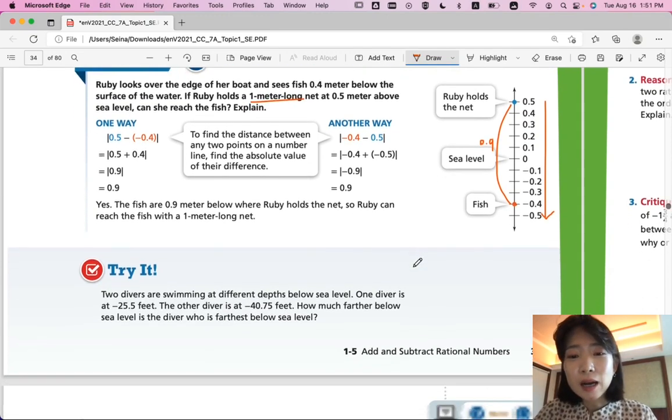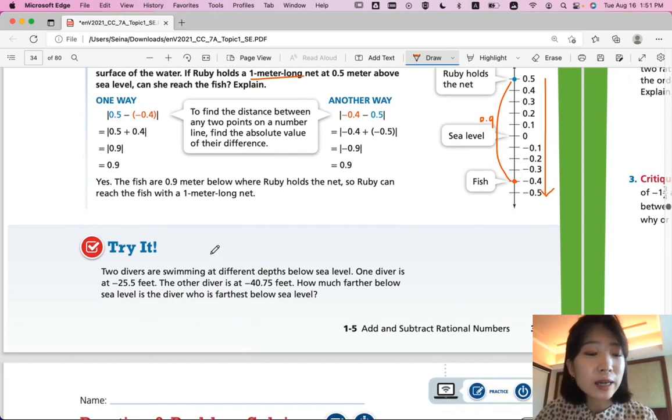So now it is your turn. Let's try it. Two divers are swimming at different depths below sea level. One diver is at 25.5 feet. Okay, so you can graph it. Negative 25.5 feet. And the other diver is at negative 40.75 feet. How much further below sea level is the diver who is farthest below sea level?